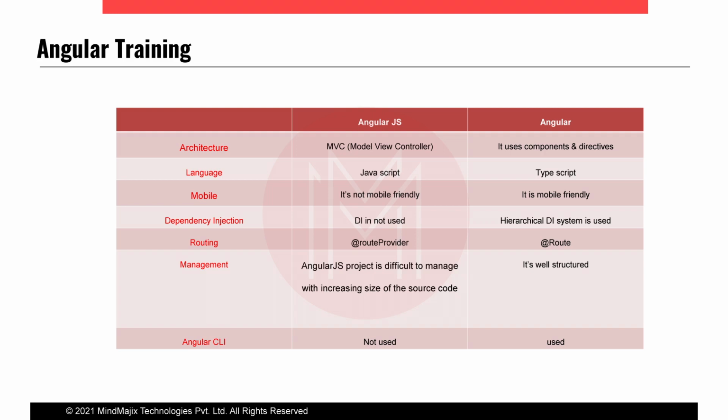On the left hand side, these are the key things: architecture, language, mobile, dependency injection, routing, management, Angular CLI. Coming to architecture, AngularJS was developed using MVC, model view controller, but Angular uses components and directives. As I said before, there is one more architecture style, MVVM, model view view model, that is also used in Angular.